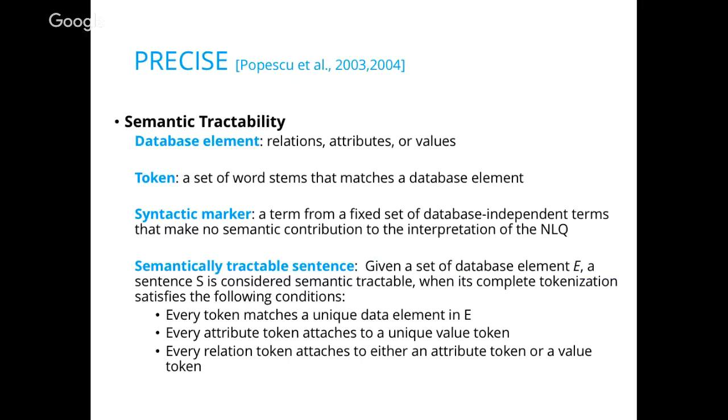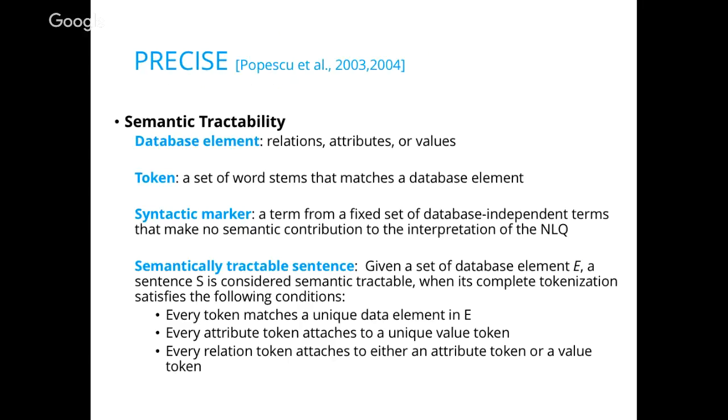Semantic tractability is defined as follows. First, it defines a term called a database element. Think of a database: it has relations, attributes, and values. Each one of them is considered a database element. Then, given a sentence, it can be viewed as a sequence of terms. Any term that matches a database element is called a token. And any term that does not match a database element, but matches a predefined set of terms, is going to be called a syntactic marker.